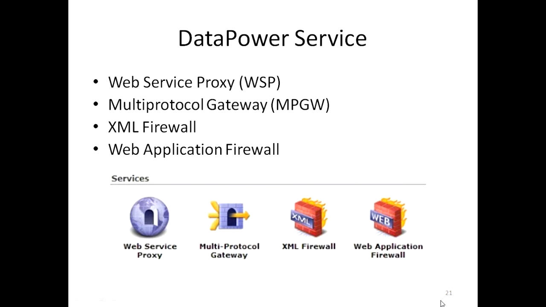So in this video, we are going to see the different types of DataPower services available to develop and configure rules and policies. There are four main types of DataPower services available. You can see those services in the DataPower control panel or DataPower console: Web Service Proxy, Multi-Protocol Gateway, XML Firewall, and Web Application Firewall.